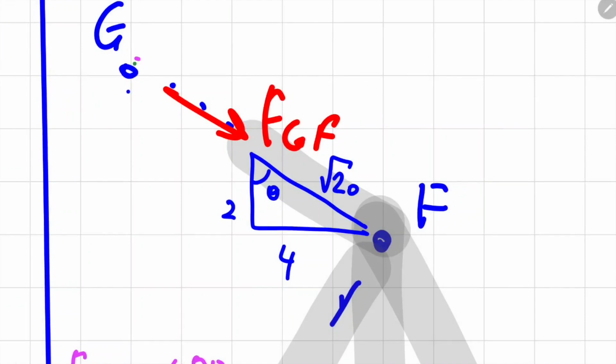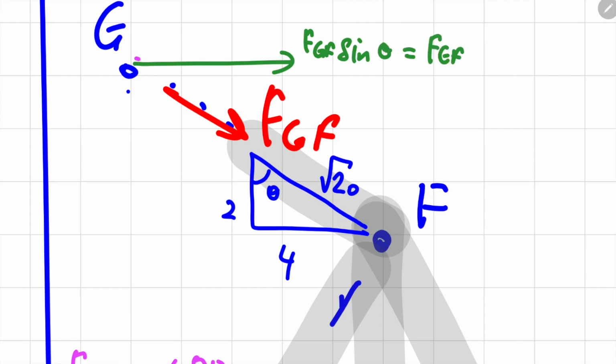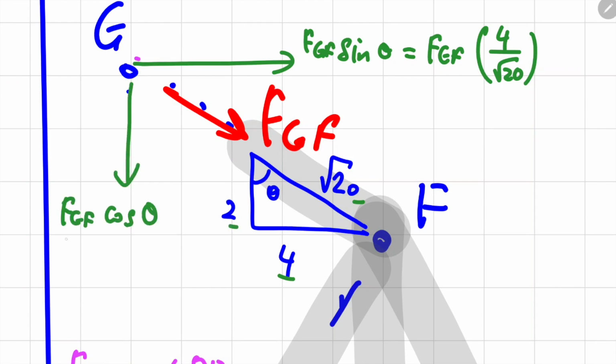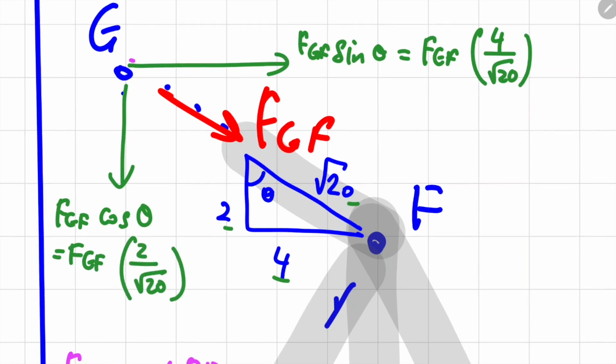Okay, now back to our truss section. Now we can resolve FGF into an equivalent x direction, and the magnitude will be FGF sin theta. If we take the theta over there, sin theta will be the opposite, which is 4, over the hypotenuse, which is 20. Accordingly, if you resolve the FGF into a y direction, it will become FGF cos theta, whereby based on this triangle, cos theta would be 2 over 20.